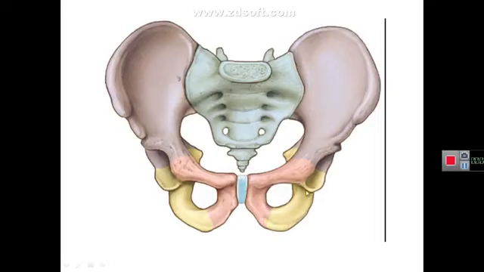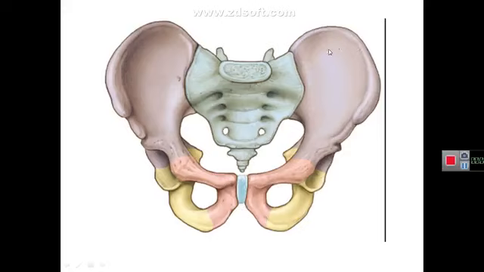The ischium has a body, and the body has a tuberosity. We sit on the ischial tuberosity. In addition, the ischium has a ramus which unites with the inferior pubic ramus to form what is called the ischiopubic ramus. The left and right ischiopubic rami form the infrapubic angle, or the pubic arch.